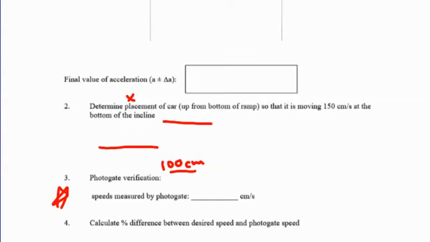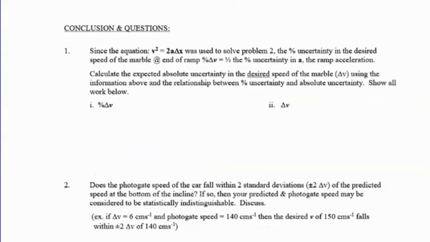So when you see it on the photo gate from the video, put the actual speed, calculate the percent difference. And then lastly, you have some conclusion questions. This is looking at your percent uncertainty in velocity. So read this information very carefully. You can follow this, I believe you can. And once you do that, you can get what the expected uncertainty in the velocity is based on your position, which comes from the uncertainty in acceleration that you found earlier.